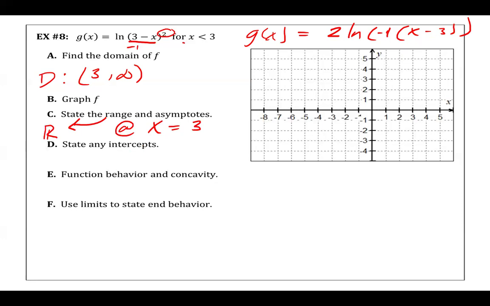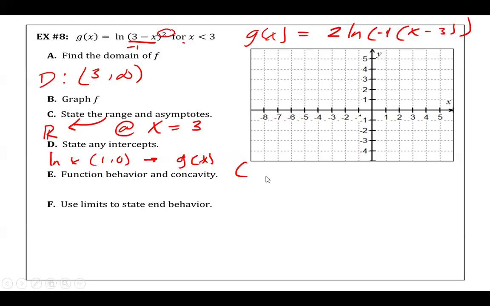Okay. Now let's talk about intercept. So your intercept, remember the parent function, natural log of x starts at 1, 0. So for our g of x, we have some transformations taking place, right? So to our 1, we're doing what? We are adding 3 and dividing by -1.